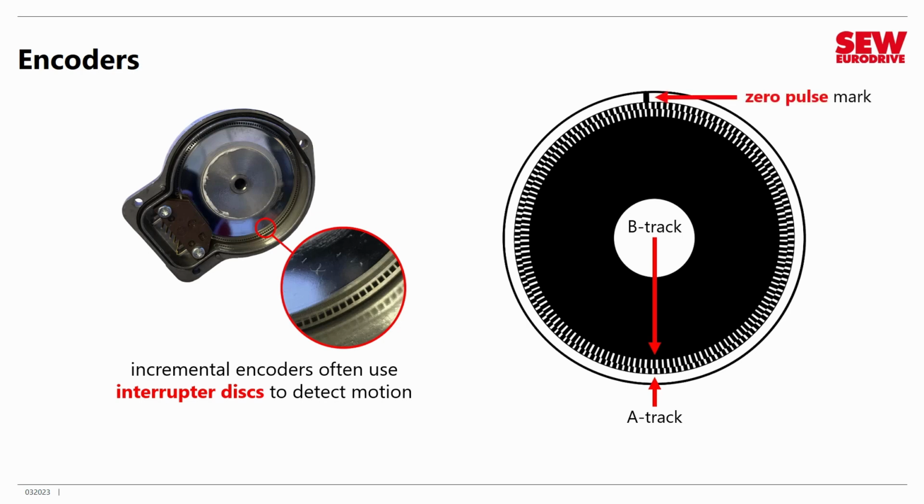There's also often a third track called the zero pulse track or the index track. There's just one mark on there, so it can detect just a single revolution of the disk. It's often used during referencing because it allows you to get the encoder in a known orientation. I will mention that not all incremental encoders have a zero pulse track. Many do, but some don't. Therefore, you need to know if it's present or not if you wish to use it as part of referencing.